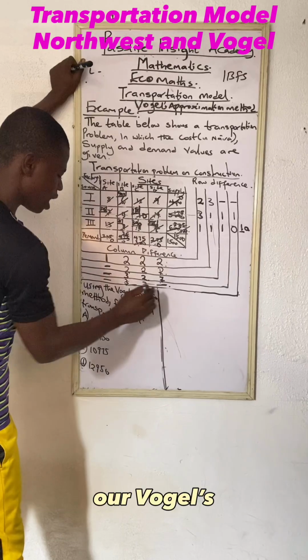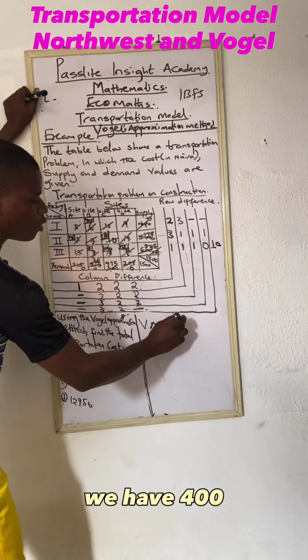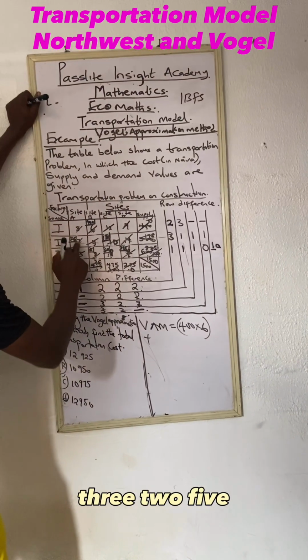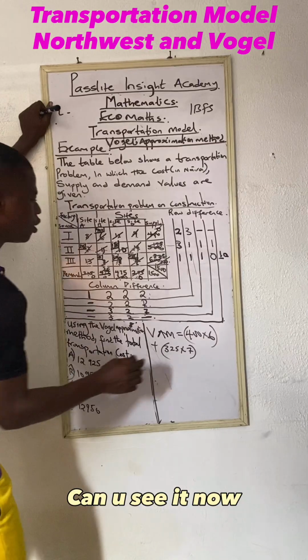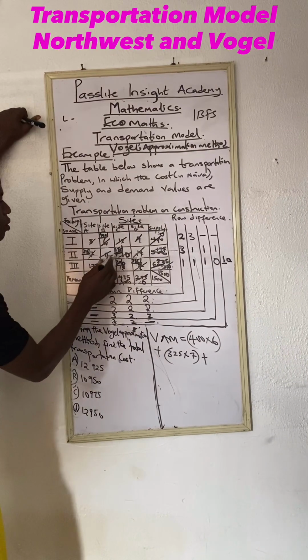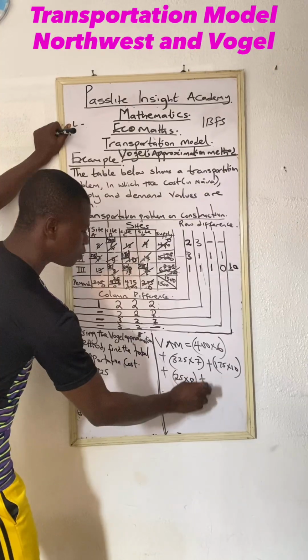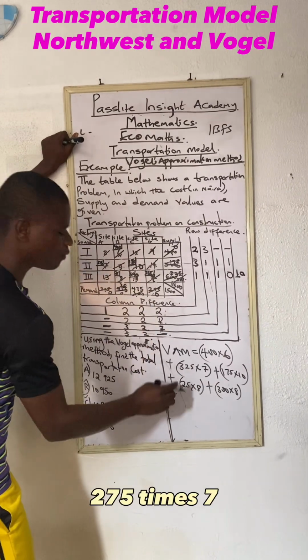400 times 6. Our Vogel approximation method, VAM. We have 400 times 6 plus, what do you have there again? 325 times 7. Are you seeing it now? Plus, so what do you have again? 175 times 10 plus 25 times 8 plus 300 times 8 plus 275 times 7.